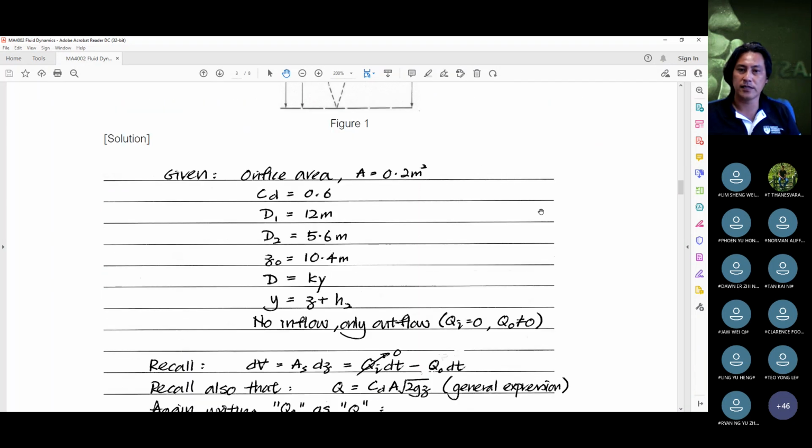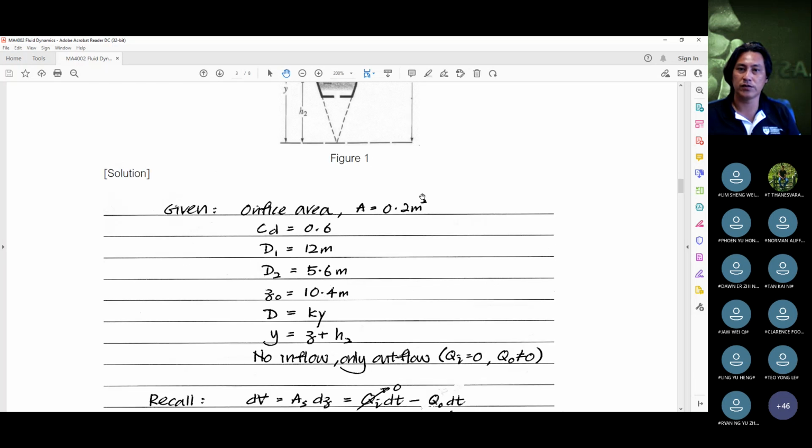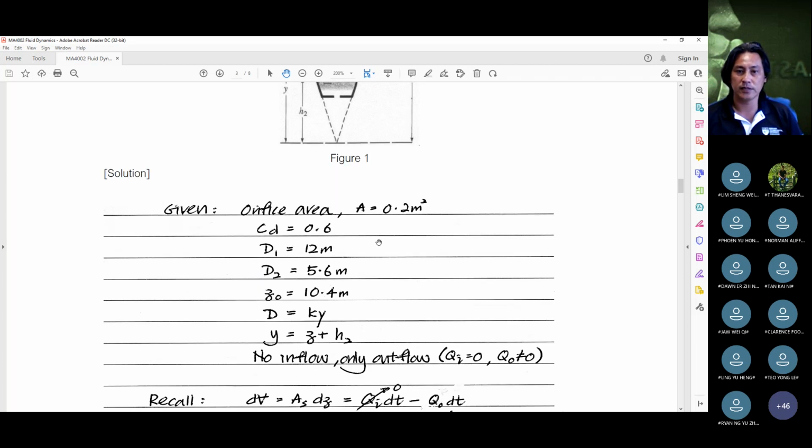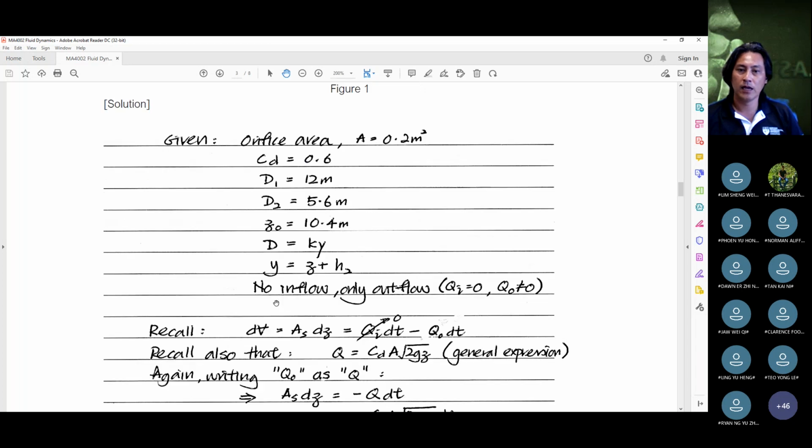So again, let's list now what we're able to get from the question. We know that the orifice area A is 0.2 meters squared, because you can treat the cross-sectional area of the orifice as similar in concept to a cross-section of a pipe channeling the water away. Discharge coefficient CD is 0.6, D1 is 12 meters, D2 is 5.6 meters, Z0 is 10.4 meters. D is a function of y and can be expressed as ky. Y equals Z plus H2.